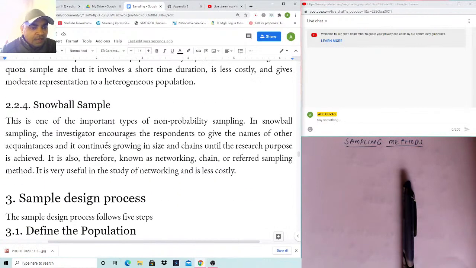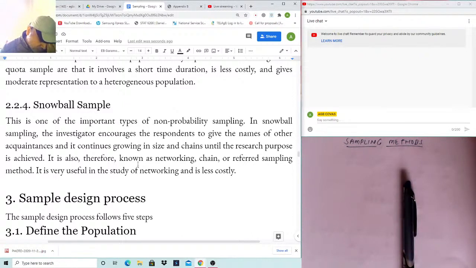Then snowball sampling. This is one of the important types of non-probability sampling. In snowball sampling, the investigator encourages the respondent to give the names of other acquaintances. And it continues growing in size and chains until the research purpose is achieved.